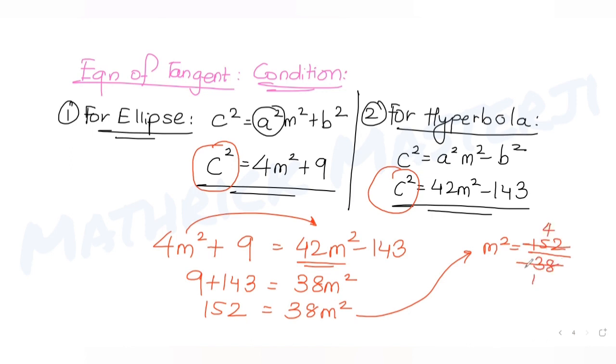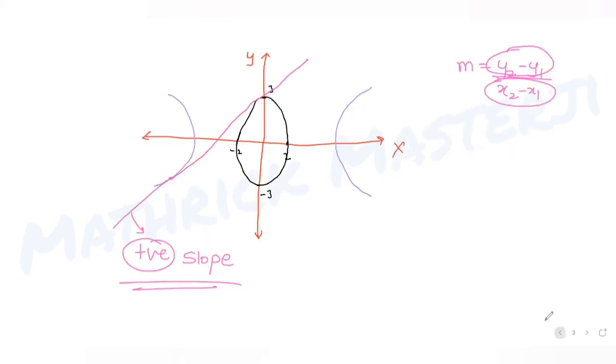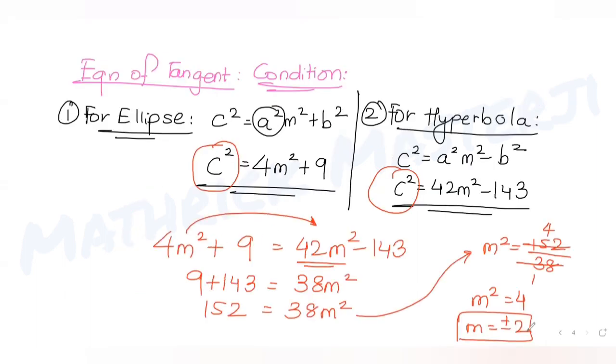38 ones, 38 fours, m square is 4, and that gives me the m value, or the slope value, as plus or minus 2. Now once I have plus and minus 2 as the slope, I understand from the given line, we already talked about this, that the line has a positive slope. So m equals minus 2 is not even possible, and when this is not possible, the only value I'm left with is plus 2. So you get the slope of the line as plus 2.